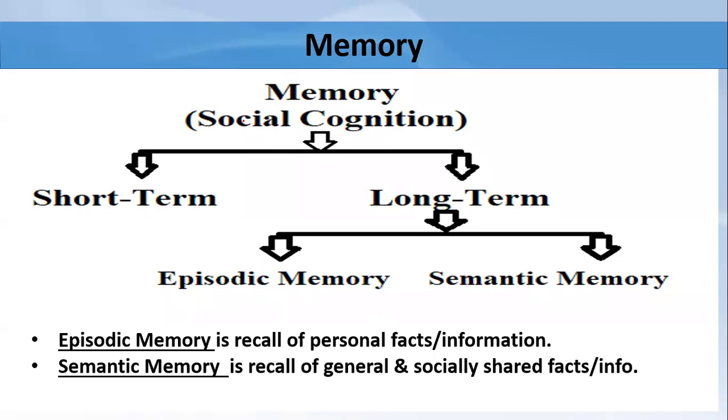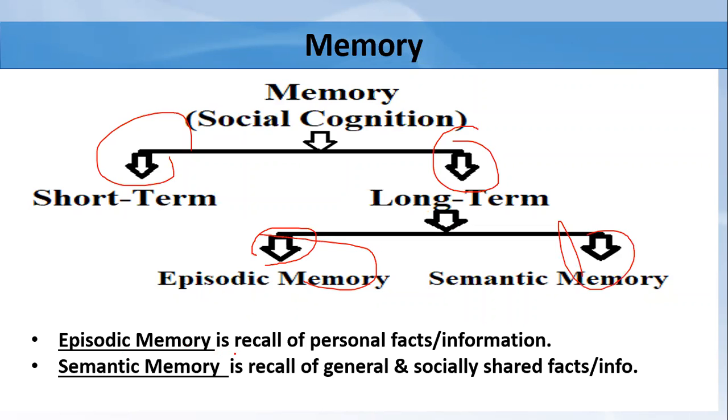Memory is of two types, as I told you, short-term memory and long-term memory. Now long-term memory means our belief system, our beliefs, our knowledge, our thoughts. Oh my god, we are left with 10 minutes only. Okay, so the long-term memory is further divided into two types. The first one is episodic memory and the second one is semantic memory.